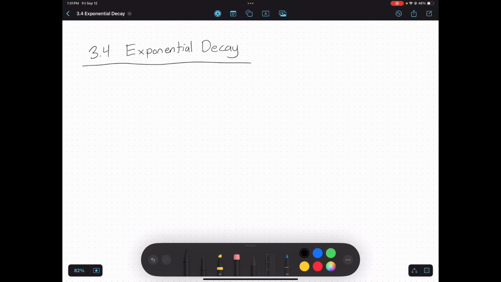Hello everybody, today we're moving on to 3.4. In the previous video, we talked all about growth models, exponential growth. And so today I want to switch and talk about exponential decay. How do exponential decay functions work?